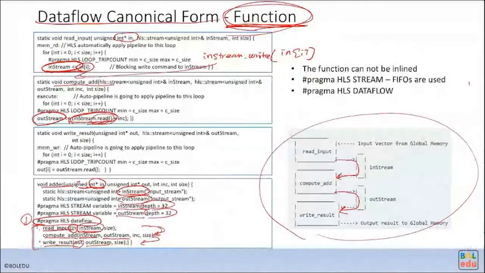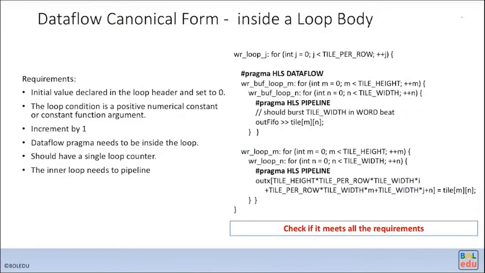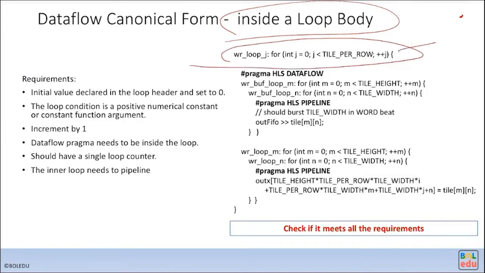Another way is the for loop. Okay, a loop is a little bit more complicated. Let's look at this. So there's a for loop. This for loop you can think of as a function.